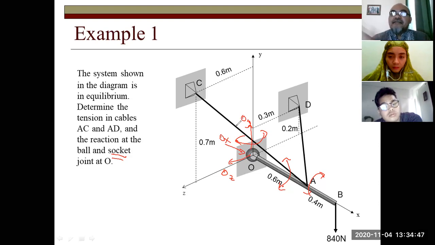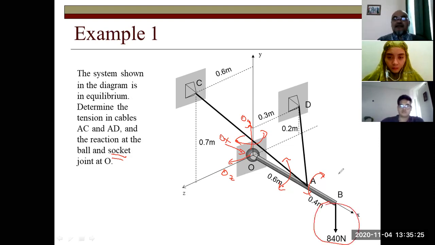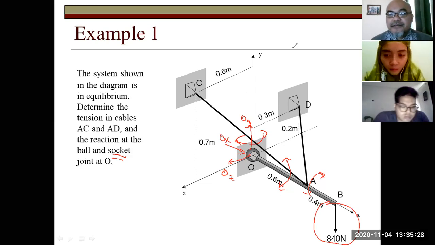Okay. Then there is this tension rope fixed at point A into the wall at C and D. So this will provide the necessary moment to hold that bar, so that it will stay in its position. You are asked to determine the tension in cables AC and AD and the reaction at the ball and socket joint at O. And there is also a vertically downward external force of 140 Newton at B.